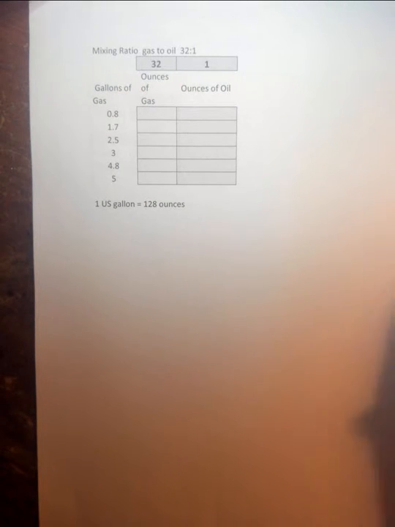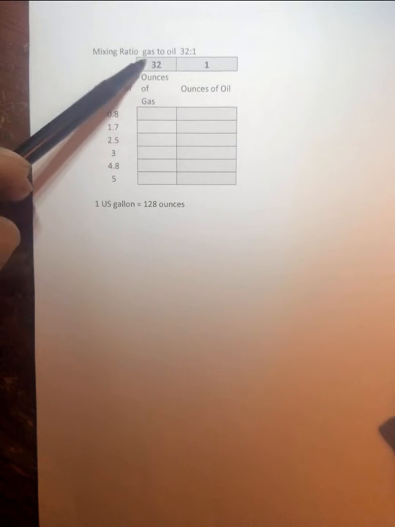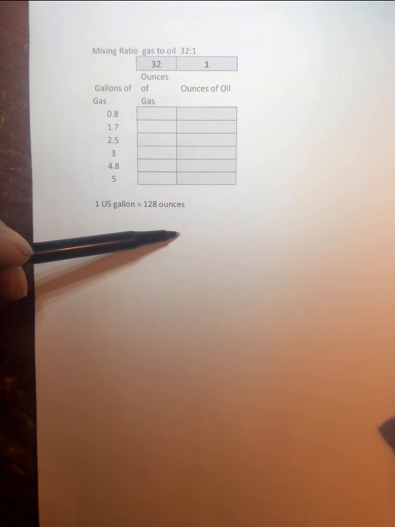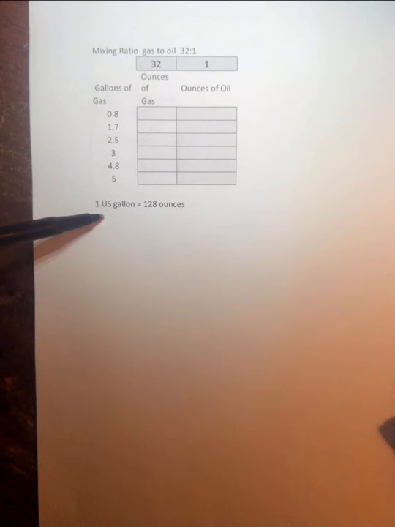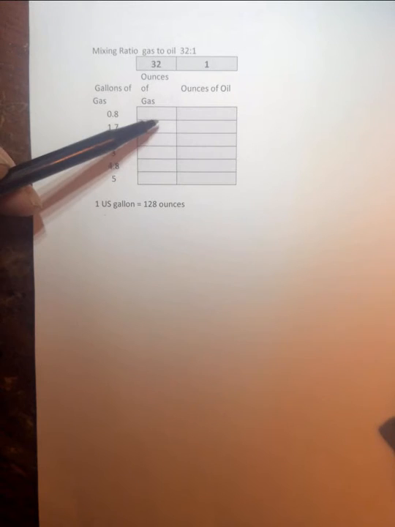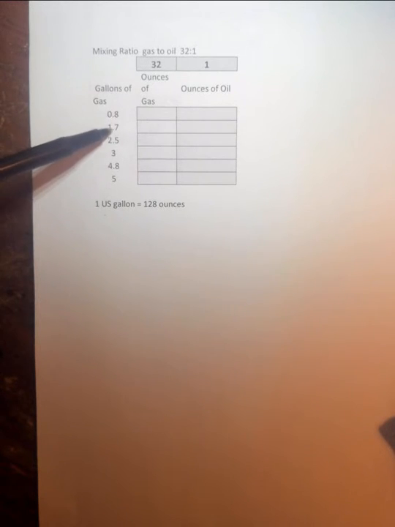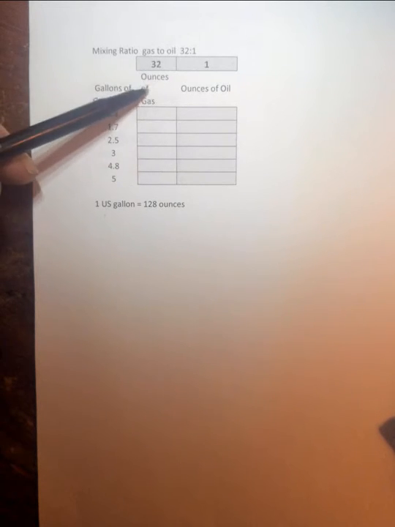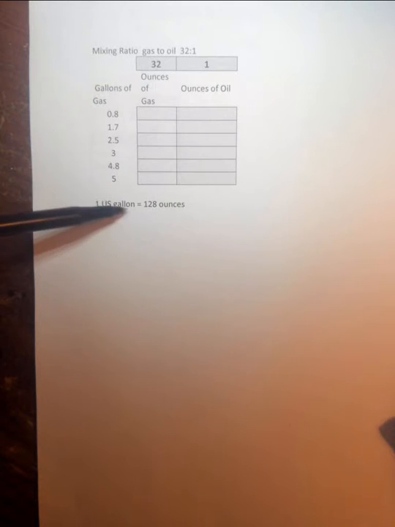Okay, so this is our first Excel file, and what it is, is mixing gas and oil together for different machines like string trimmers or chainsaws. There are many engines that require a mixture of gas and oil. Now we're given gallons of gas here. We want to translate that into ounces of gas, and here's the ratio, here's the factor.